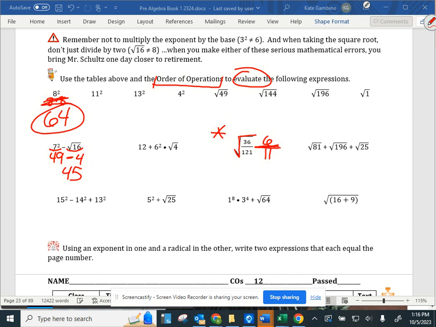It is numbers. 6 over 11 is numbers. And what did I say? Do we have to divide it? I said leave it as a fraction.